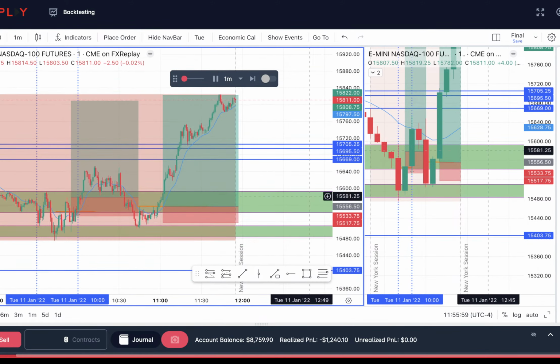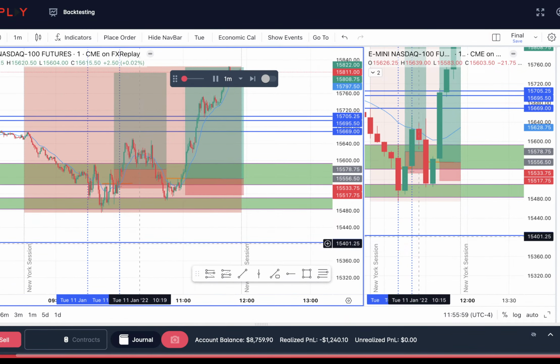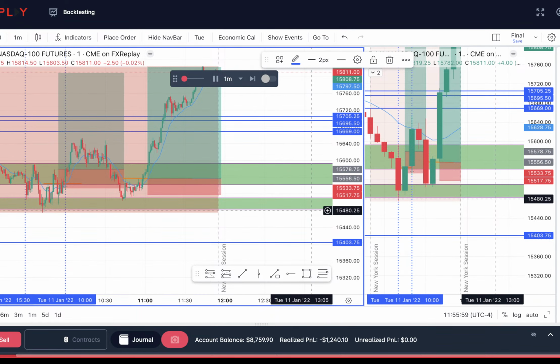Some people take 3 trades a day. It just depends on the person. But I like to take 2 max. If I win the first one, that's it. 1 trade if I win.